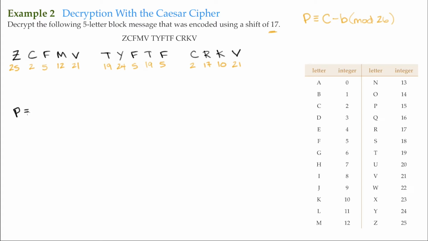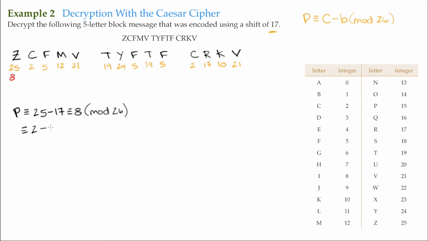So we have our plain text here. That's going to be congruent to our ciphertext. That's 25 for Z, minus our shift, that's 17. This is congruent to 8 modulo 26. And of course the remainder here, 8, is going to be our plain text letter. And put it in right there. Go to the next one.